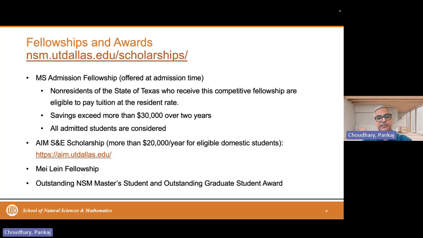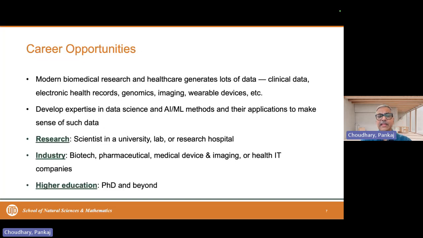And then once you are in the program, there are some merit-based awards that we have to recognize your excellence. We do this through a merit-based fellowship, and then also the Outstanding NSM Master's Student Award and the Outstanding Graduate Student Award. So these are some fellowships and awards in support of this particular program. Now, you may wonder, once you get the master's degree through this program, what are some career opportunities?